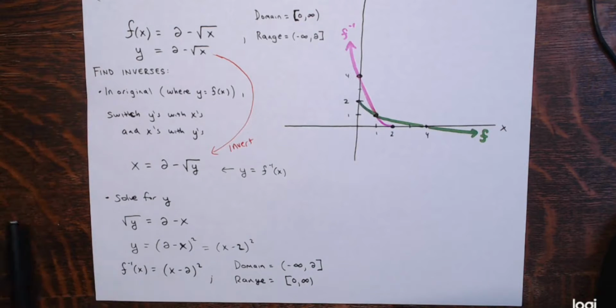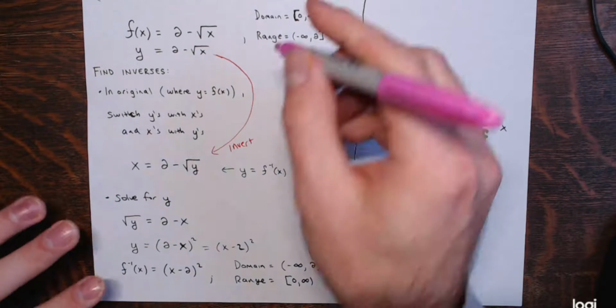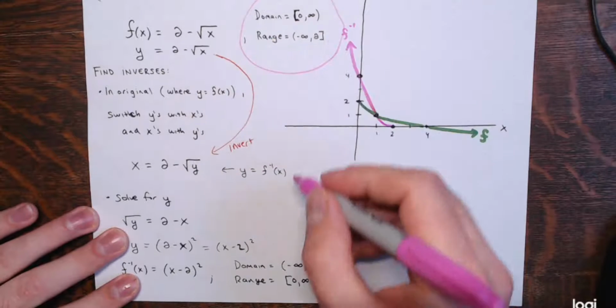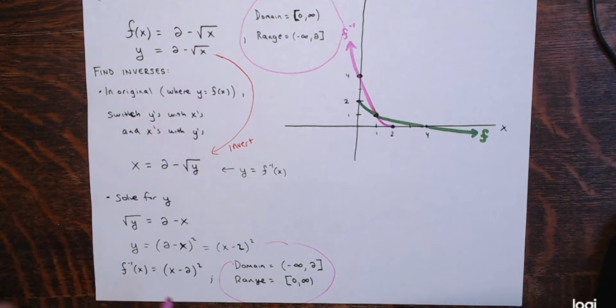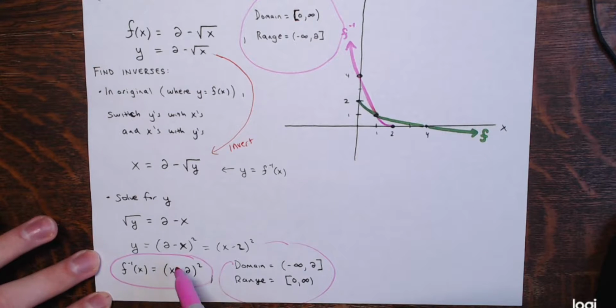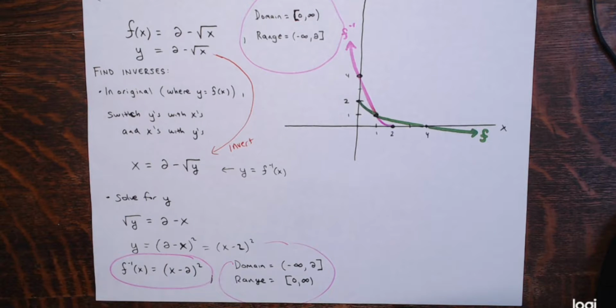That's why I wrote the range as well, because it is very helpful to know the range and the relationship between the domain and range of inverse functions. The domain of one is the range of the other, and vice versa. The range of one is the domain of the other, if they are truly inverses.